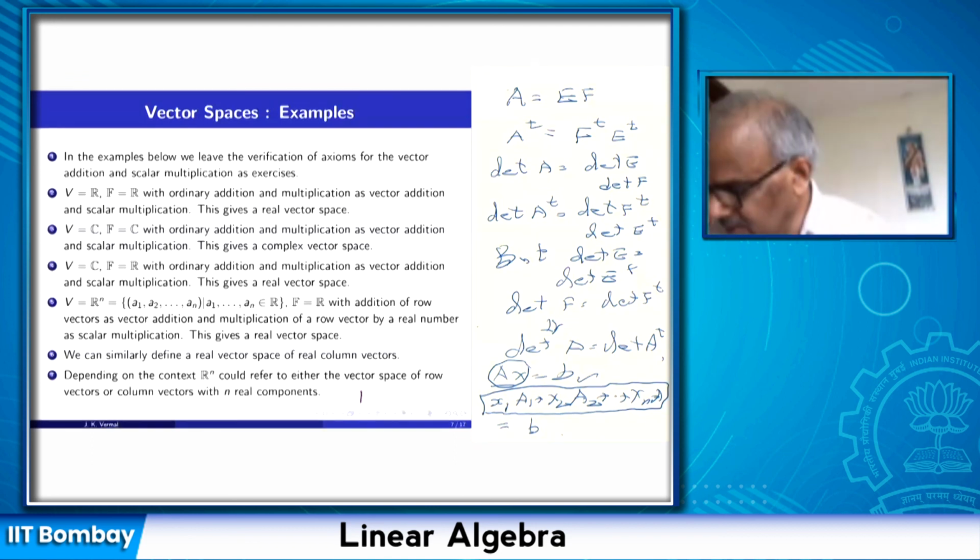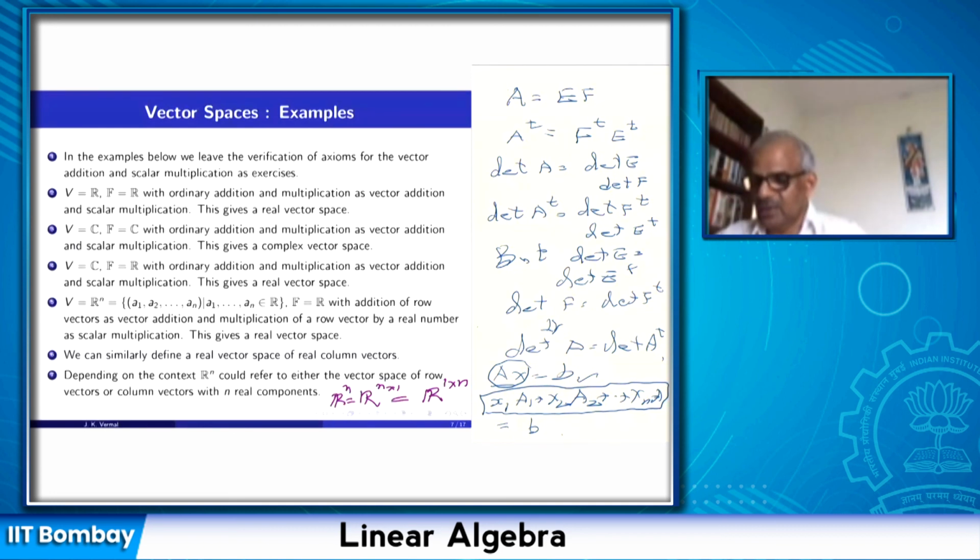If you want to be really fussy, then this is the space of column vectors with n components, and this is the space of row vectors with n components. But we just write both of them as Rn, and the context will make it clear whether we are looking at row vectors or column vectors.